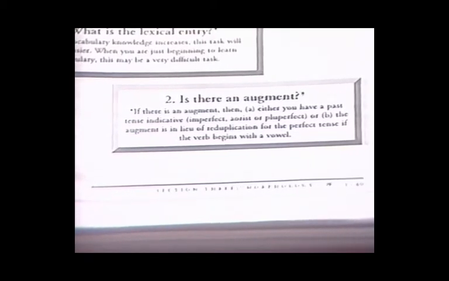The reason that that's an important question to ask is that if there is an augment, then that limits us to 3 tenses in the indicative mood, which can show past time, the augment telling us past time. Those 3 tenses are the imperfect, the aorist, or the pluperfect. And actually, for our purposes right now in this course, we're not going to concern ourselves with the pluperfect. So if we see an augment in front of a verb, then we know that that verb is either the imperfect indicative or the aorist indicative.